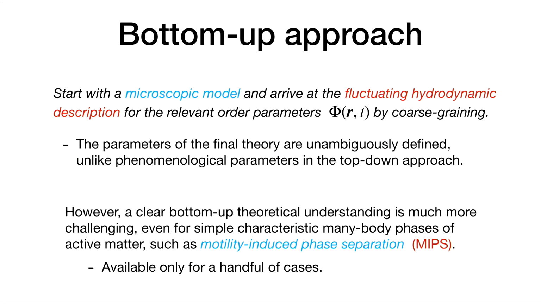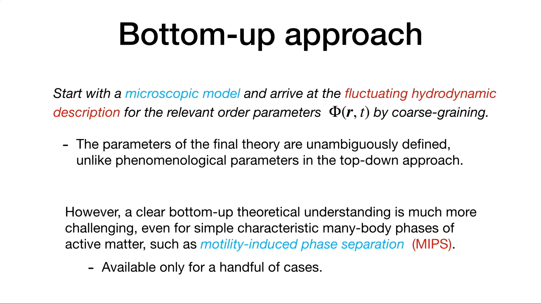In this way of deriving, the parameters in the final theory are unambiguously defined, unlike the hydrodynamics you write down phenomenologically from symmetry and conservation laws. But this is much more challenging, and even for simple characteristics of these many-body phases, like motility-induced phase transition, where you don't even have a self-aligning interaction between the particles, it is very hard.